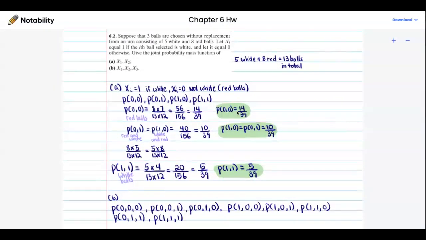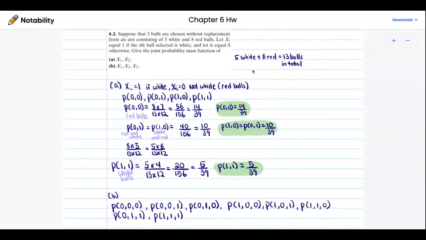Suppose that three balls are chosen without replacement from an urn consisting of 5 white and 8 red balls. Let xi equal 1 if the ith ball selected is white, and let it equal 0 otherwise. Give the joint probability mass function of part A, x1 and x2, and part B, x1, x2, and x3.